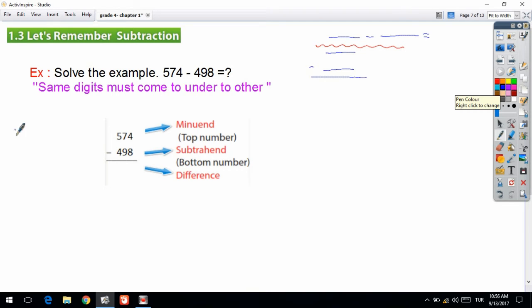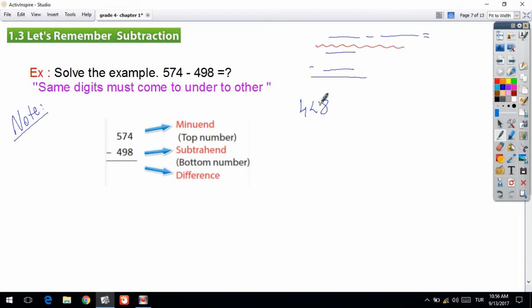Again, there is a note. This note is about how to write, how to put the numbers in order. Same digits must come under the other. 4 minus 8. We will subtract them because they are in the ones digits. But can we subtract them or not? 4. Okay, I am writing here that 4 is smaller than 8.